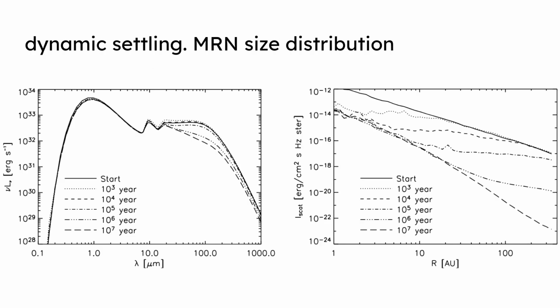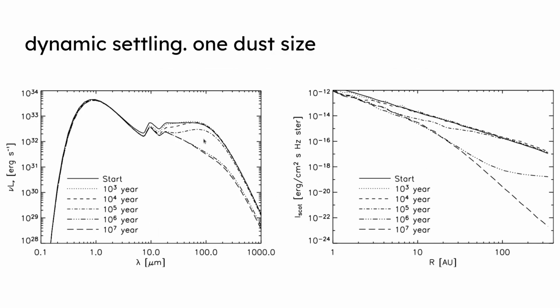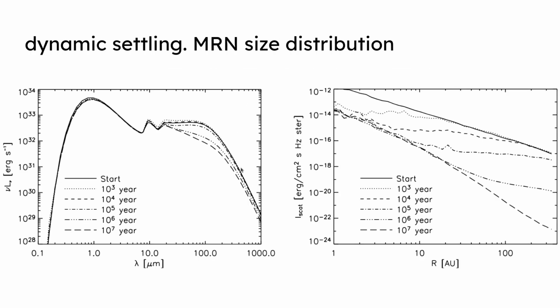Then they do it again, but now they consider, instead of one dust size, which was 0.1 micron, sorry, I forgot to say that, a whole size distribution, a standard MRN size distribution, from 0.005 micron to 0.25 micron.